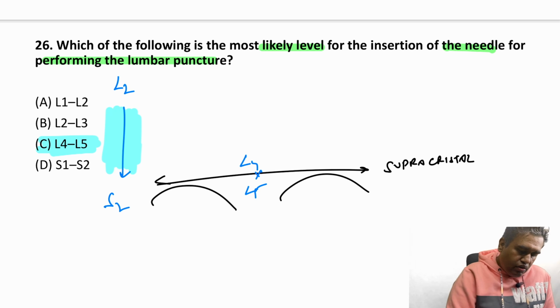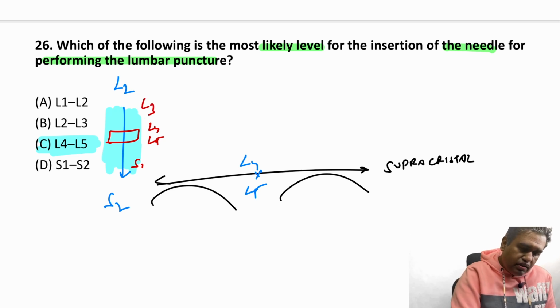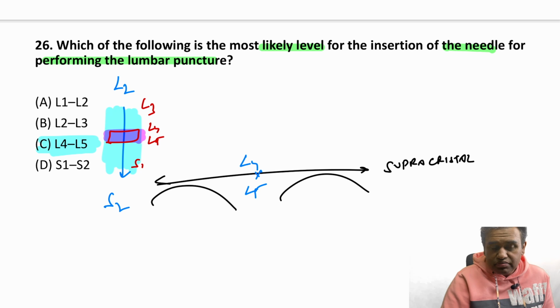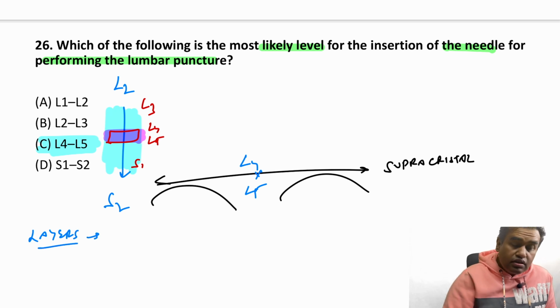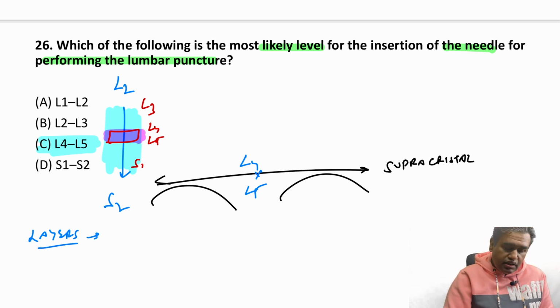So we take somehow in the middle of it, that is around L4, L5. Because below L5 it is S1, S2, above it is L3. You can imagine yourself that this point is somewhere around the center, and your needle should pass over here to do a lumbar puncture. Now the other question that does come is, what are the various layers that your needle will pierce, right, while draining the CSF?